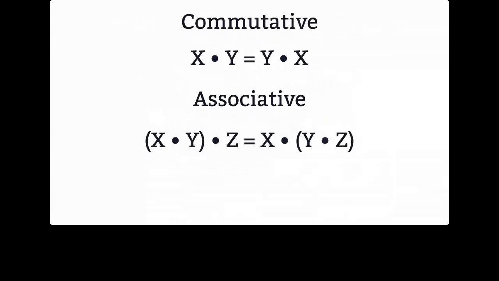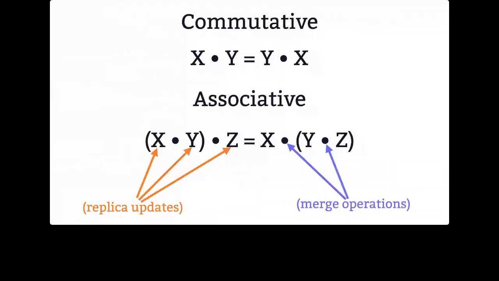Okay, so what do these last two attributes give us? Well, if you think of X, Y, and Z as replica updates, and you think of these operators as data merges, you realize that updates from one peer to another don't have to be propagated in any particular order. As long as a peer eventually receives all the updates in any particular sequence, the peer's state will become consistent with the other peers.